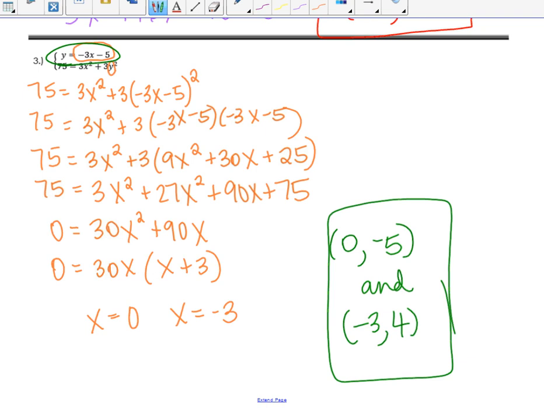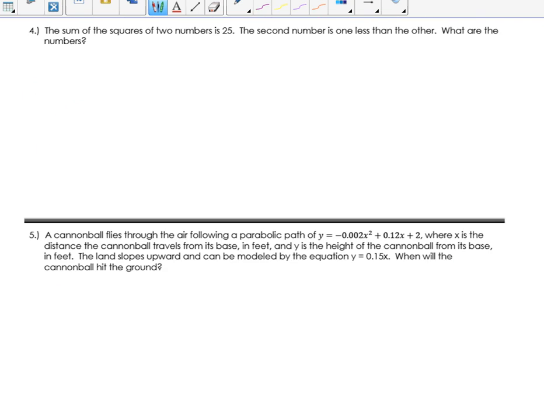Okay? So those were basically the same as yesterday, maybe a little bit more work with the squaring. On the back, number 4, the only way it's different is you have to set up the system. So we've done these types of problems before. You just need to really pay attention to the wording. This says the sum, so we're adding, of the squares of two numbers. Okay, two numbers. We don't know what they are.